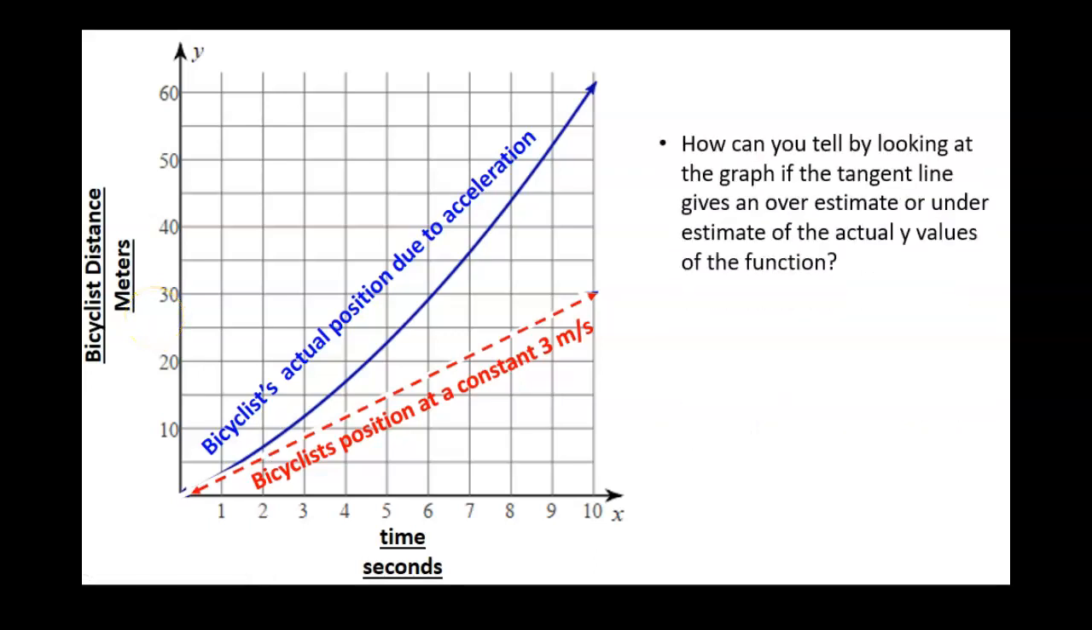Now, how can you tell by looking at the graph if the tangent line gives us an overestimate or an underestimate of the actual y values? How can you tell if our red dotted line gives us an underestimate or an overestimate of her actual distance that she's covered, just by looking at the graph? It's underneath of it. There you go. Now let's analyze why. This vertical axis represents her distance, right? Since the blue line is above the red line, that means the blue line is going more. So in this case, our linear function here is giving an underestimate.